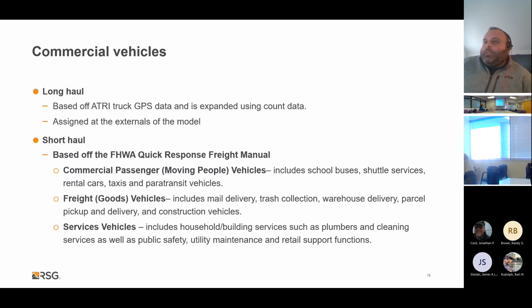For commercial vehicles, we have long haul trucks that are based off truck GPS data and are expanded to count data. Those are assigned at the externals of the model and routed into the model area. Then we have short haul trucks based off the FHWA criteria that generates commercial passenger vehicles, freight goods vehicles, and service vehicles. Those are summed into truck classifications for single unit and multi-unit trucks.